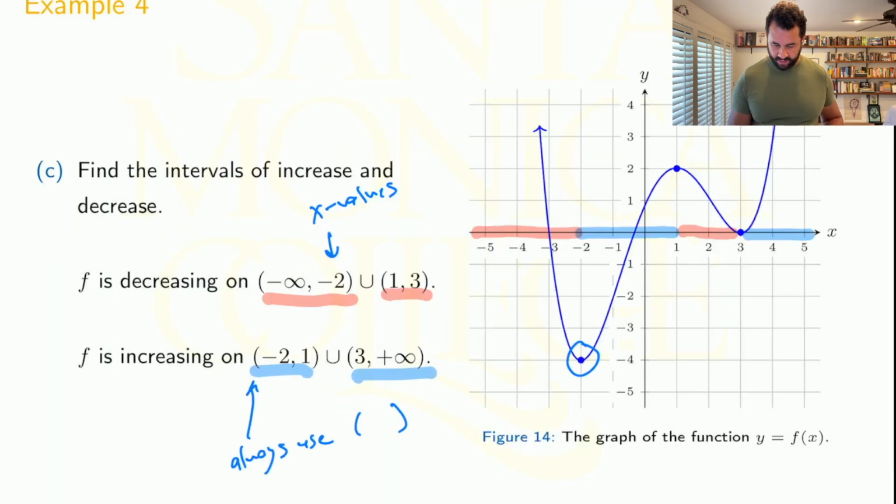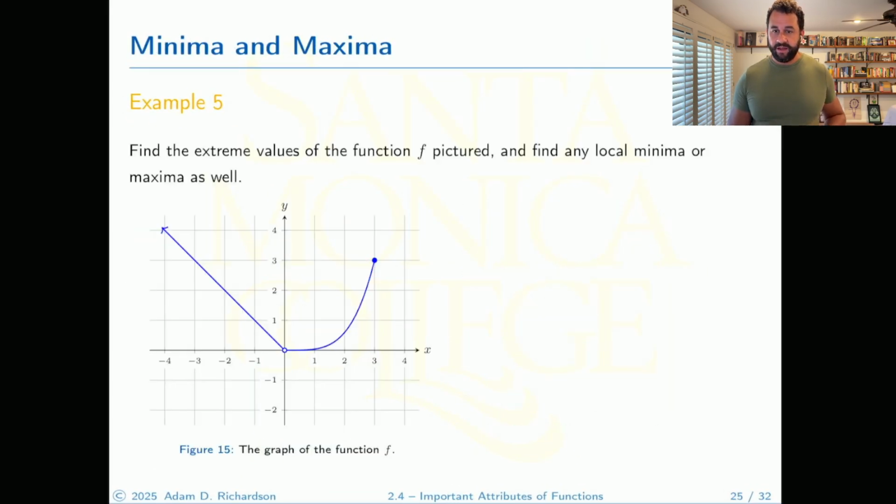Okay, now let me give you another problem to try. Next, here's another graph, and what I want you to do is find the extreme values of the function f pictured, meaning the global maxima and minima, if they exist. And then I want you to find any local minima or maxima. Okay, so think about this one.